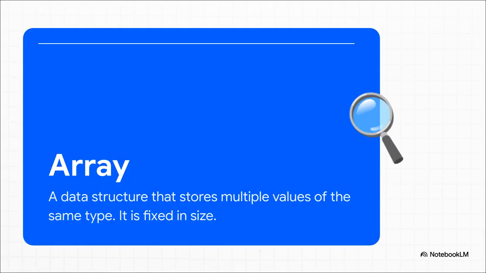But what about our data? For simple lists of things, we have arrays. An array is just a container that holds a fixed number of items. And here are the 2 big rules. All the items have to be the same type, and the size is fixed. To get to an item, you use its position, or index, which, and this is a big one to remember, always starts at 0, not 1.